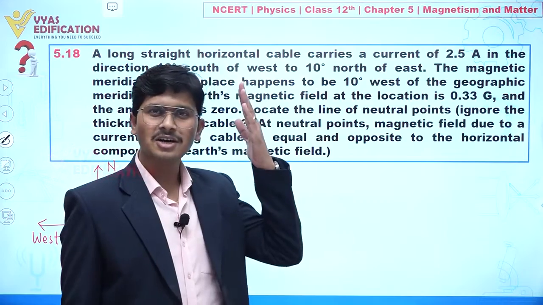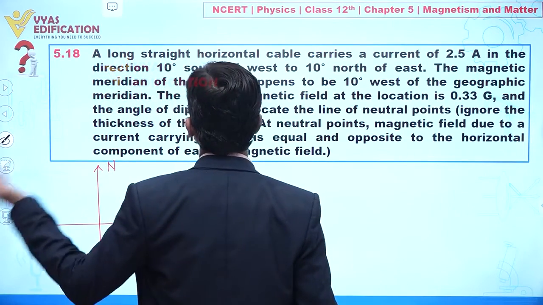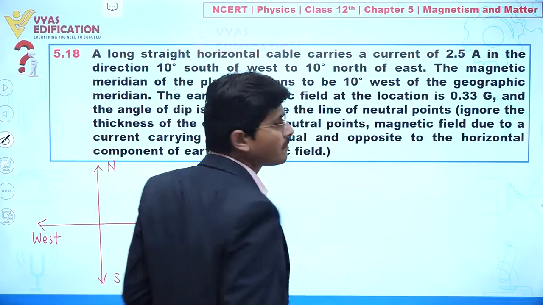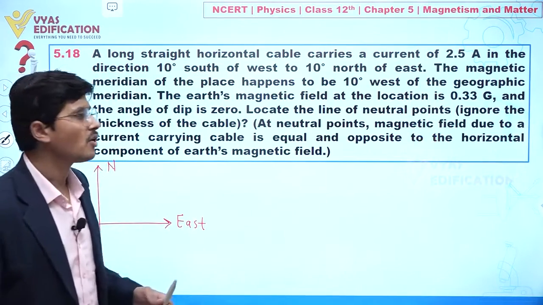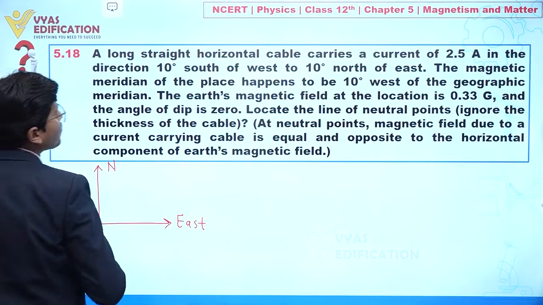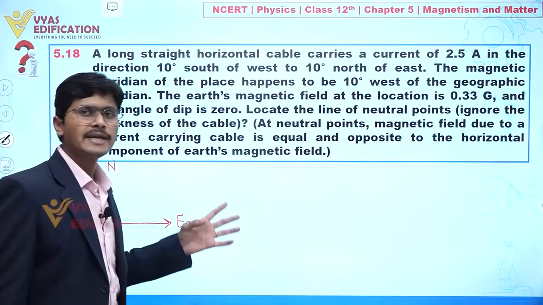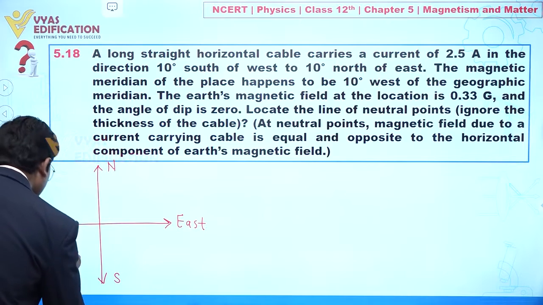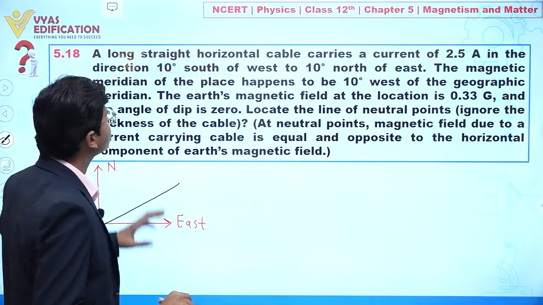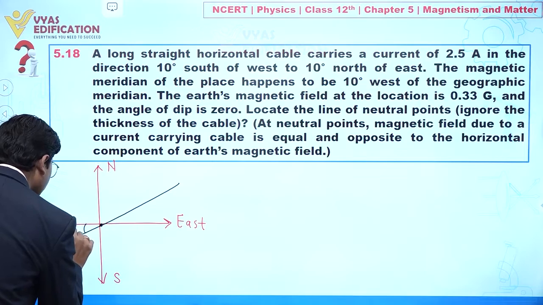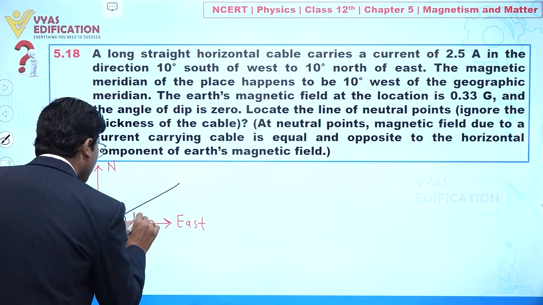So where is the north? Is north this vertical direction? No. If you see from this side, this is east, this one is west, this one is north and this one is south. Clear? Now concentrate on the question. A long straight horizontal cable carries a current of 2.5 ampere in a direction 10 degrees south of west. So 10 degrees south of west means this should be like this. Clear? Let's suppose I am taking this as a straight wire, and in this question it is given 10 degrees south of west, so this angle is 10 degrees, to 10 degrees north of east. So this one is also 10 degrees.